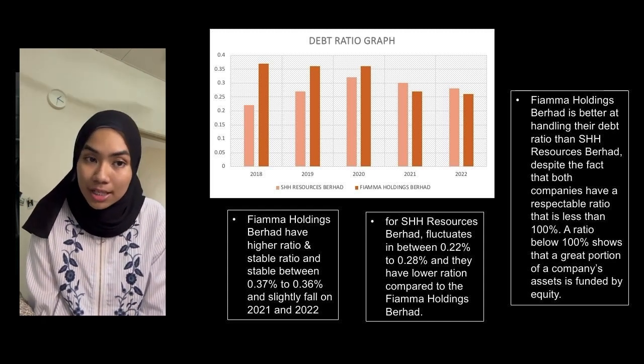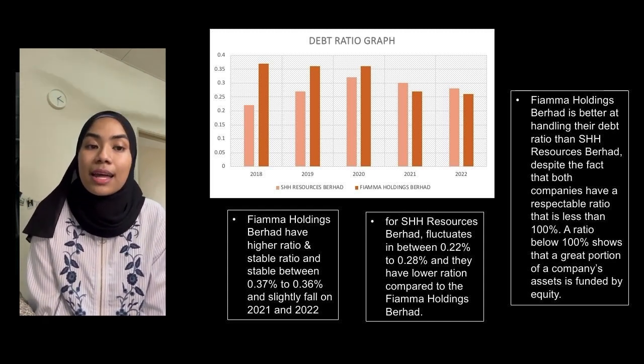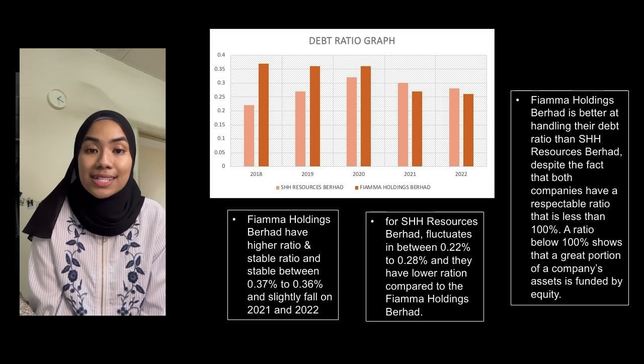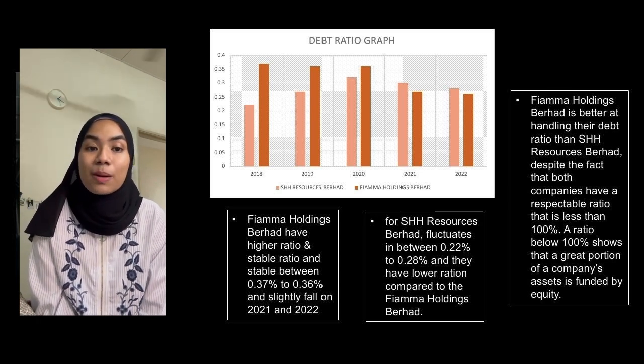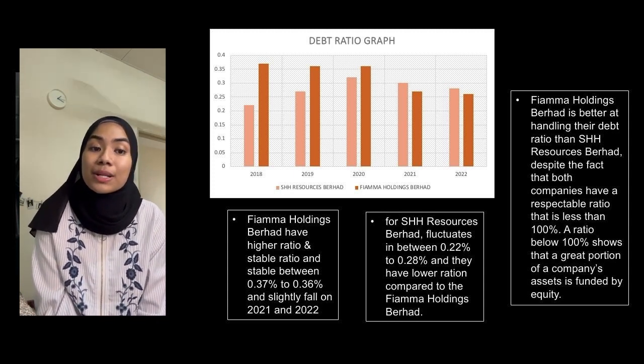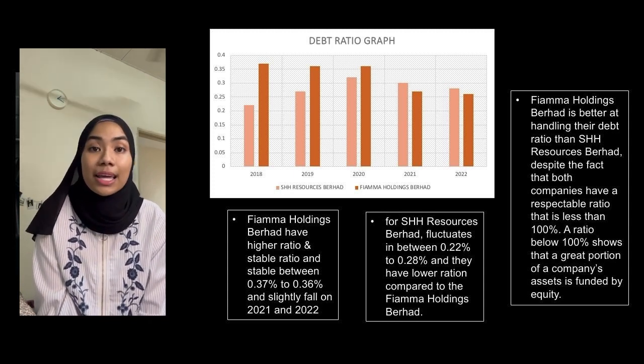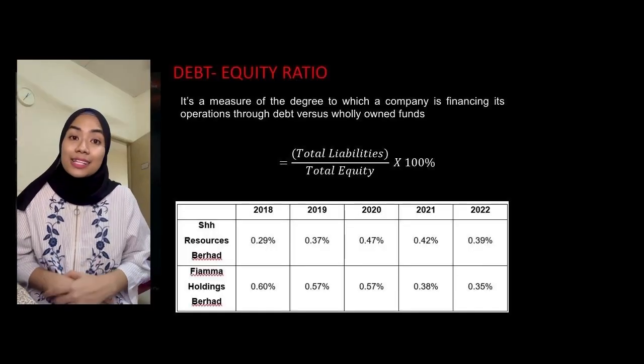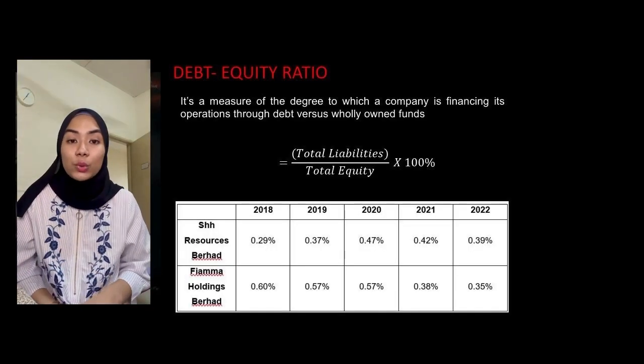In conclusion, Fiamma Holding Berhad is better at handling their debt ratio than SHH Resources Berhad, despite the fact that both companies have a respectable ratio that is less than 100%. A ratio below 100% shows that a great portion of a company's assets is funded by equity. Next one, I will explain about debt equity ratio.